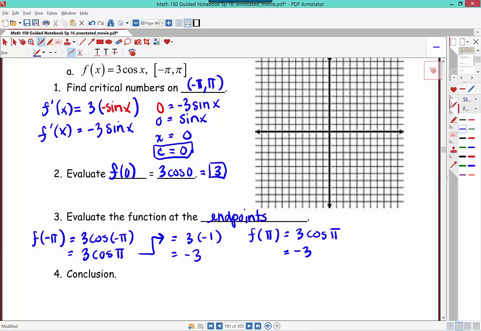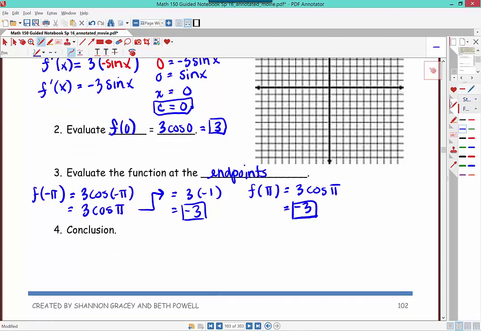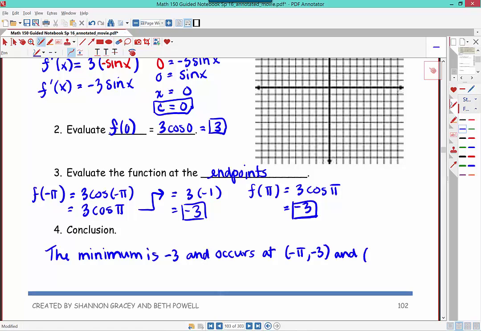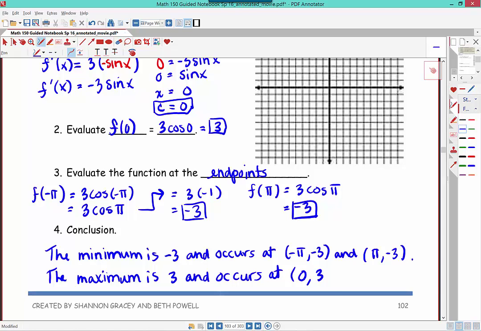So what is our conclusion? Our conclusion would be, the minimum is negative 3 and it occurs in 2 spots, right? At negative pi, negative 3 and pi, negative 3. The maximum is positive 3 and occurs at 0, 3. And we're done.